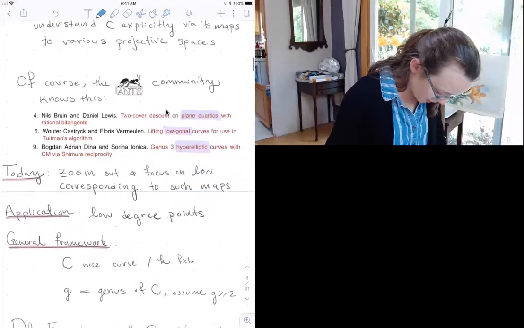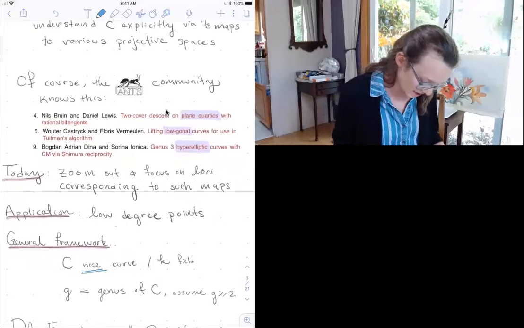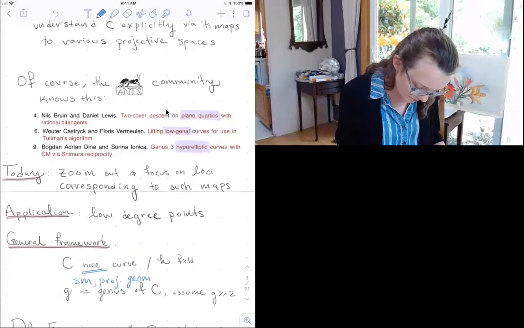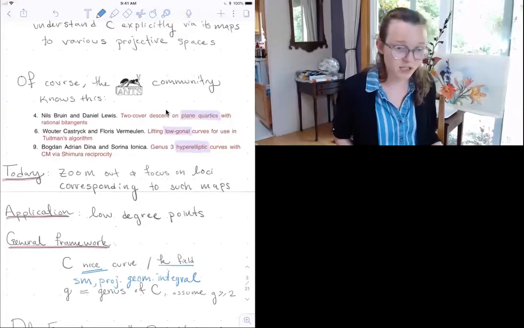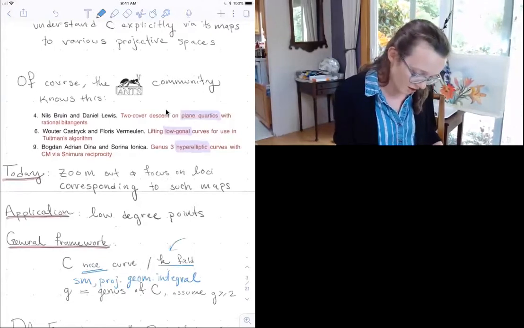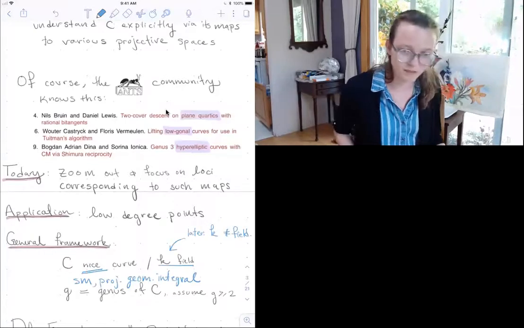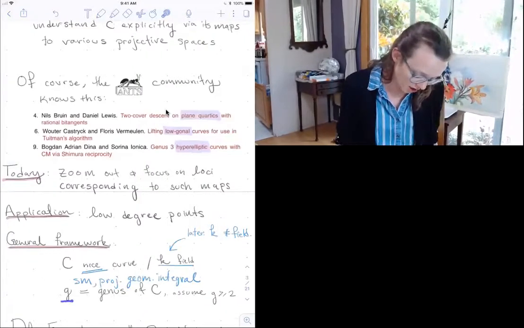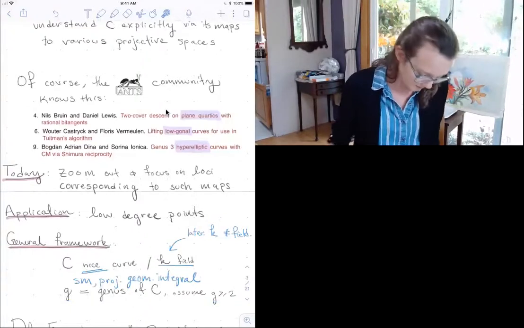All right. So the general framework is that we're going to work with C, a nice curve. So nice here is a technical term: smooth, projective, and geometrically integral over a field K. I'm making no assumptions on this field right now, but later we're going to assume that K is a number field when we get to the arithmetic part of this talk. And I'm going to use g to denote the genus of the curve, which I am always going to assume is at least 2 unless I explicitly state otherwise.